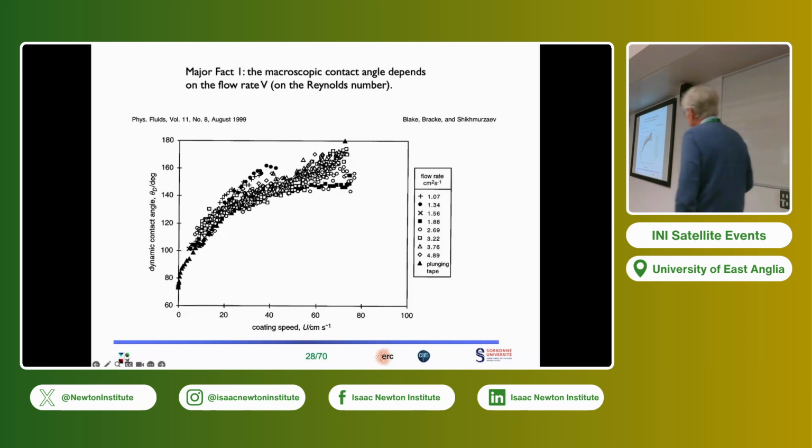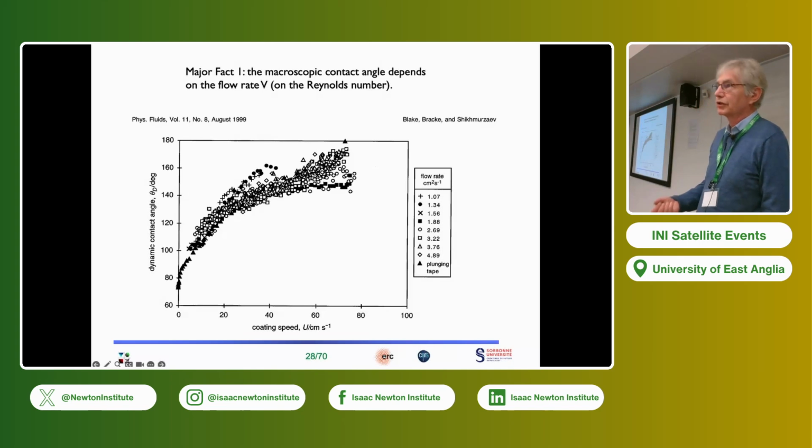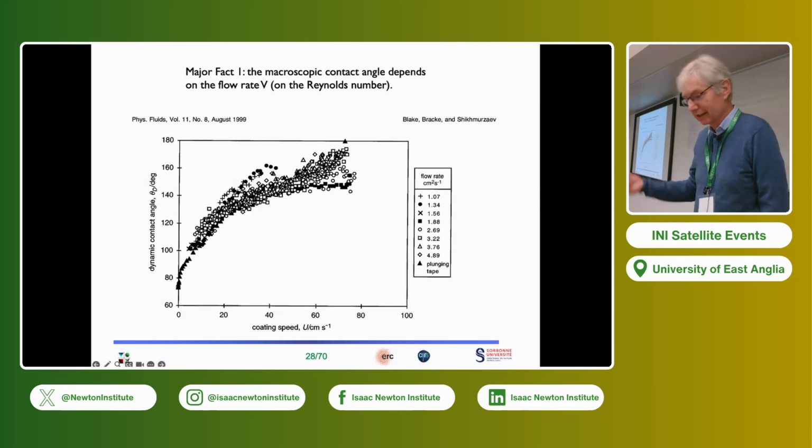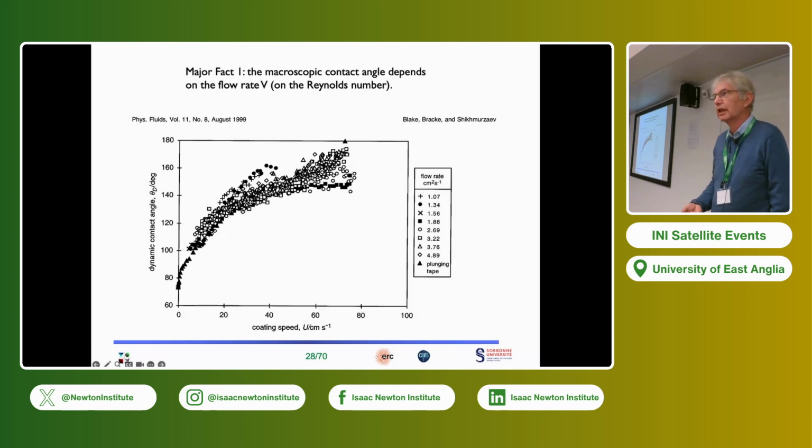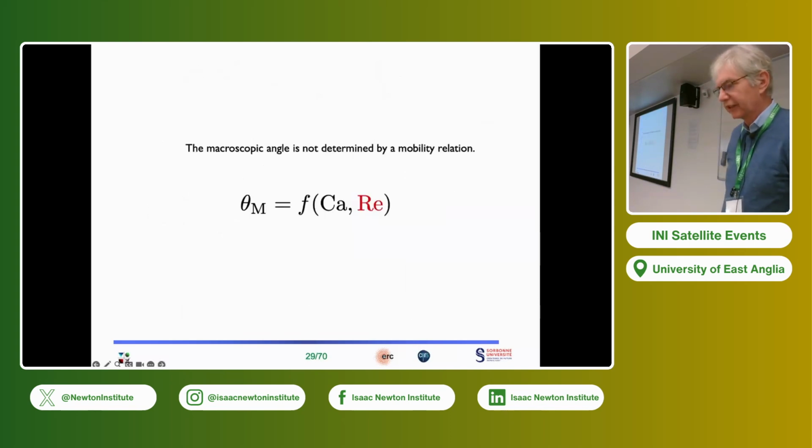So this is the original data from Blake in his paper. It shows you the dynamic contact angle, but of course, it was not observed by Blake at the nanoscopic scale. This is the apparent angle at a much larger scale, as a function of the falling velocity, and you can deduce from that a mobility relation of another kind, which gives you the macroscopic angle as a function of capillary and Reynolds.